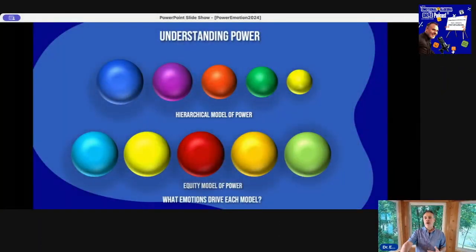The key to the differences between these models is what are the emotions that drive each model? The emotions that drive the hierarchical model are fear. Everybody in that model feels fear. Why? Because the little circle feels afraid that the bigger circles may hurt them, harm them, control them, undermine them, or take their power, keep their power. And they also feel afraid so that they need the people above them to take care of them, to help support them, to give them what they need because they don't believe they can take care of themselves.